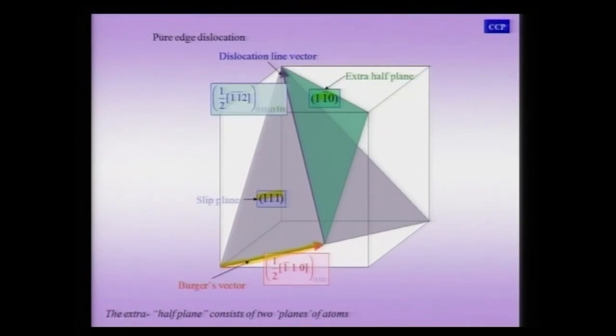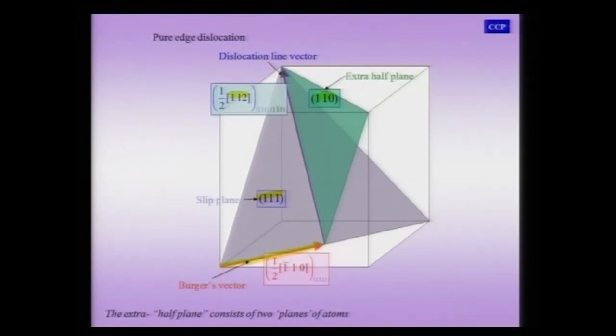Therefore, we know that the dislocation line vector, the t vector, has to be of the ⟨112⟩ type. In this specific example, it is the [112]. It could be any member of the family, depending on the slip system you are considering; it could be one of the ⟨112⟩ kind of vectors.